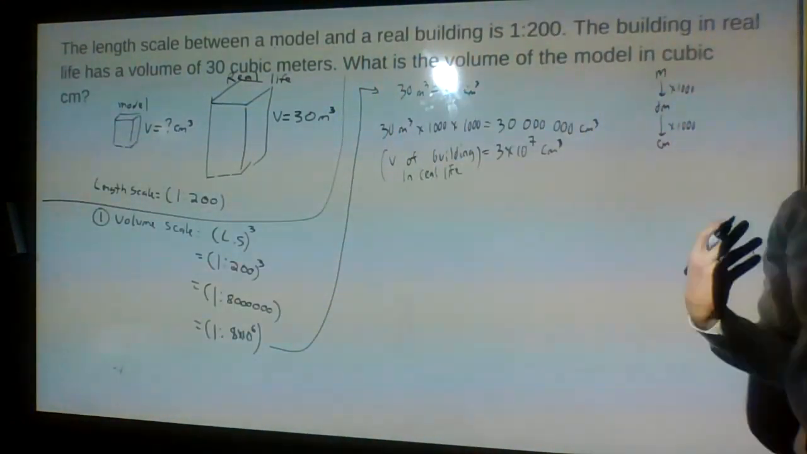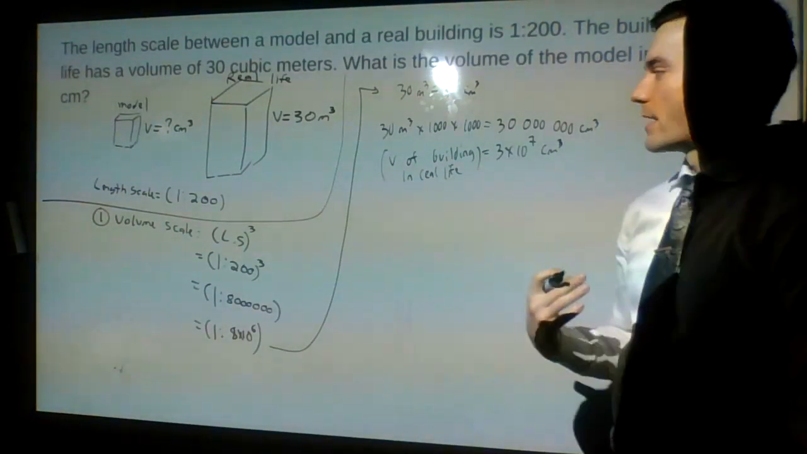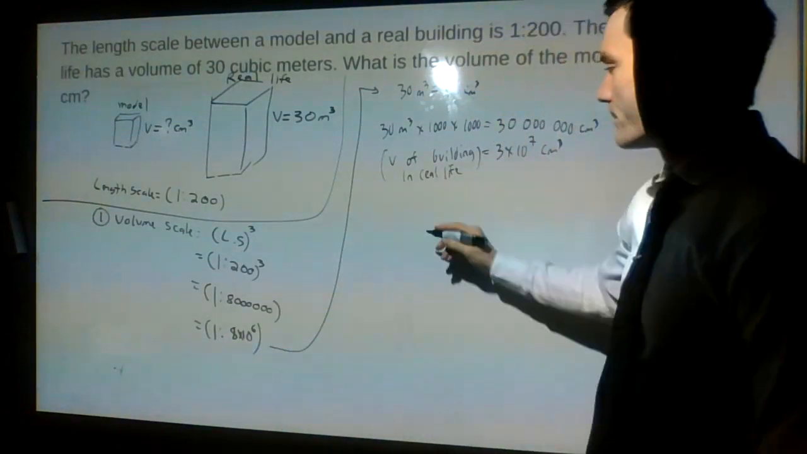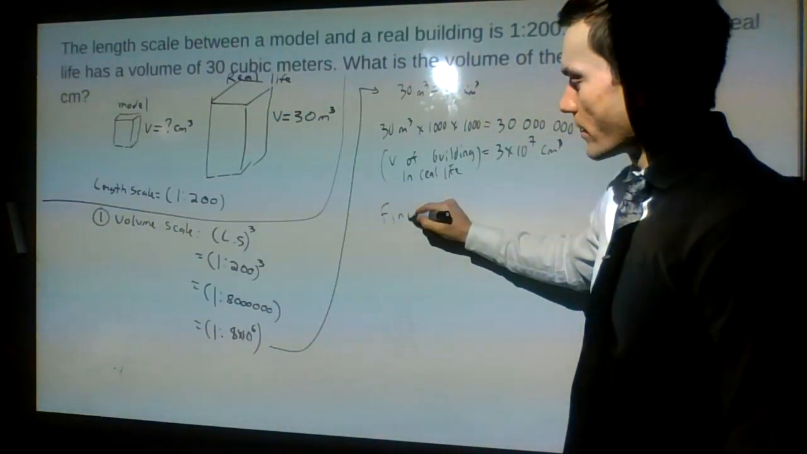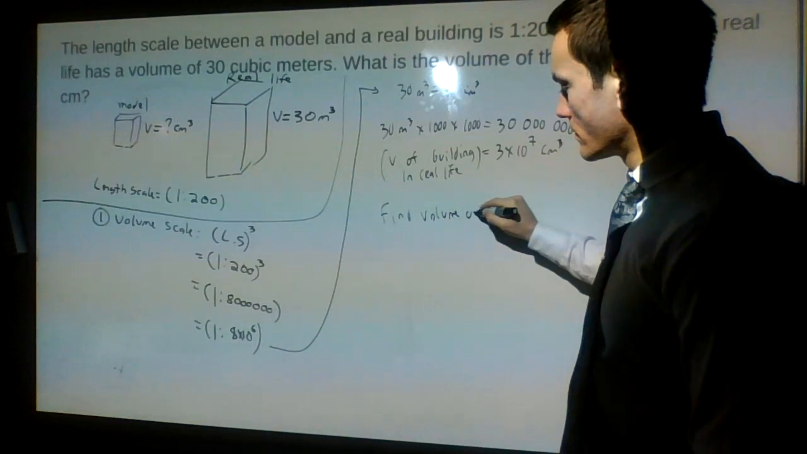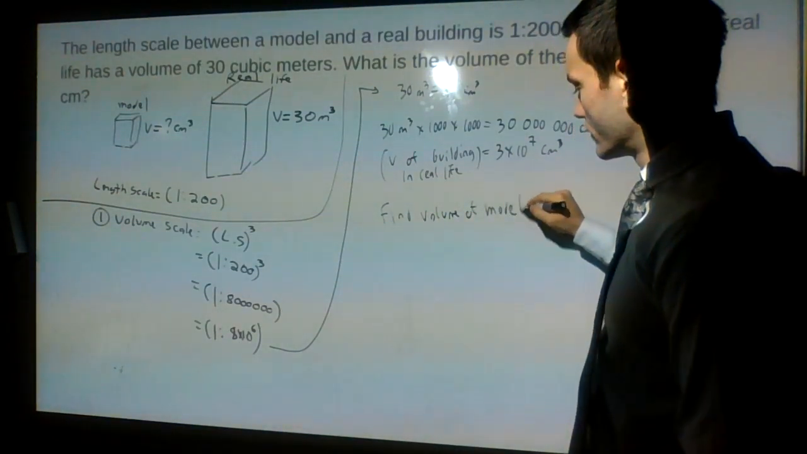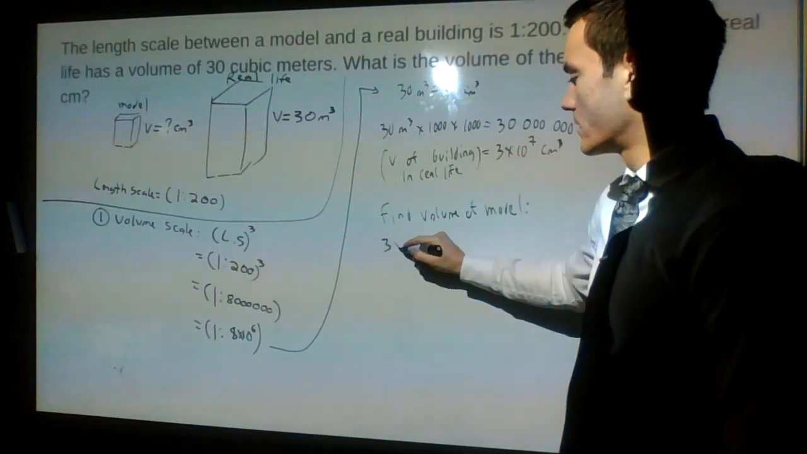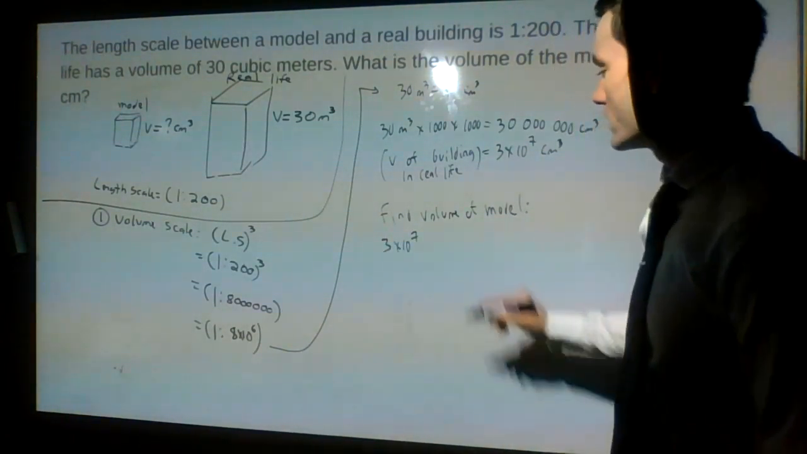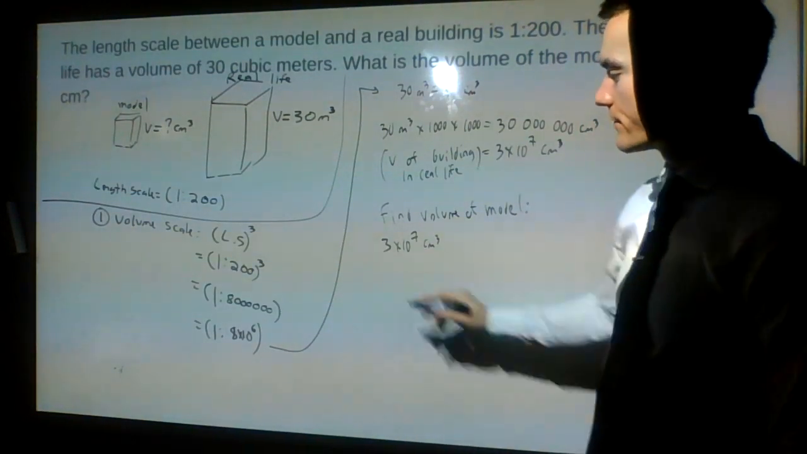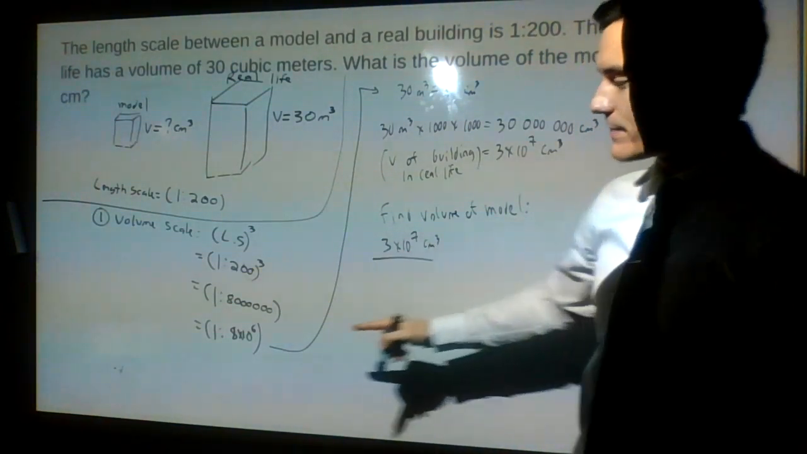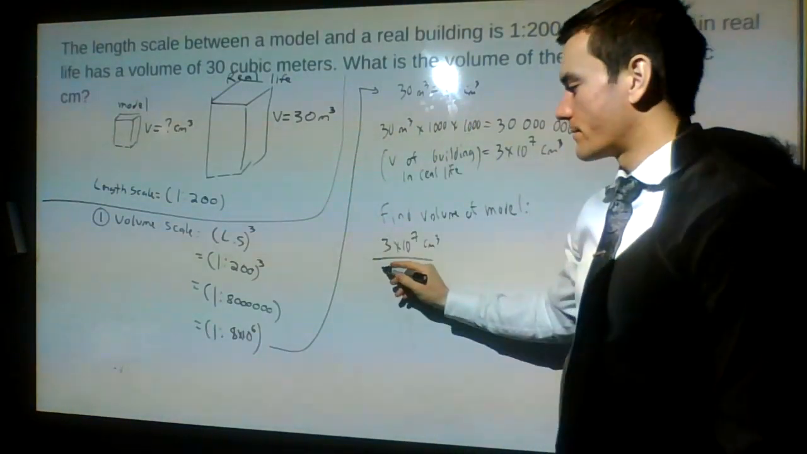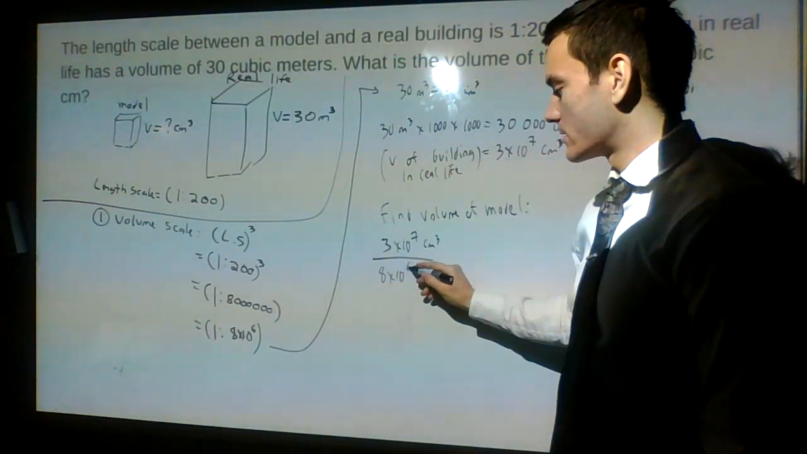So to find the volume of my model, I take the volume of the building. The building is 8 million times bigger. So we take the volume in centimeters cubed, 3 times 10 to the 7 centimeters cubed in real life. We have to divide this by 8 million because this is 8 million times bigger than the model. So divided by 8 times 10 to the 6.